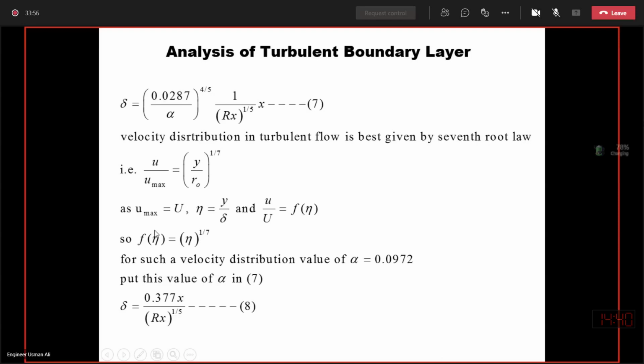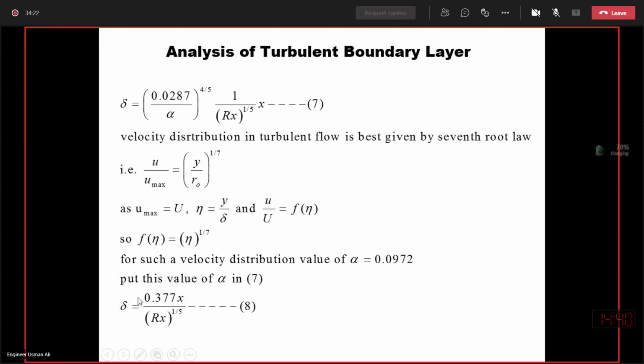We know that u maximum is nearly equal to u, and eta is equal to y over del, and u over capital U is a function of eta. Now putting the values in this, we can write the function of eta is eta power 1 by 7. If we solve this equation, the alpha value comes to be 0.0972. So this is the value that you have to put in equation number 7. Now this is equation number 8 that you have to keep in mind and memorize.